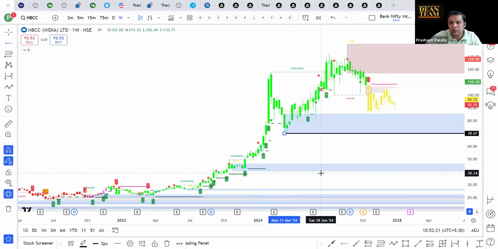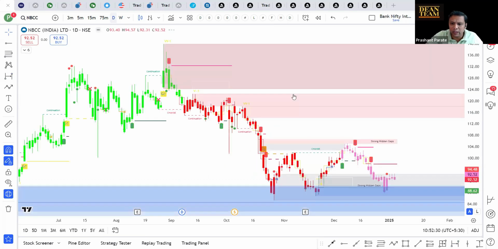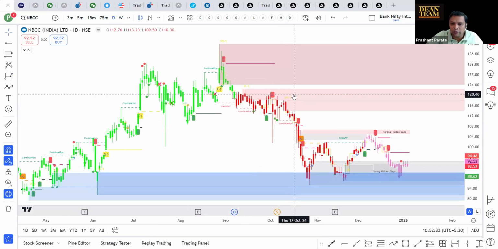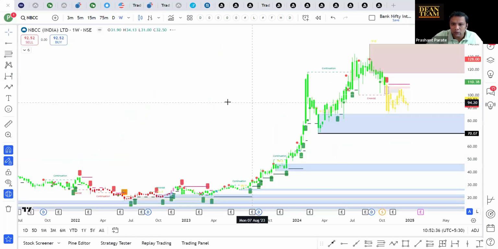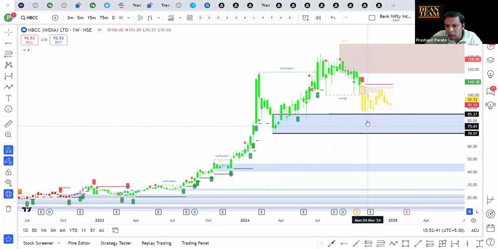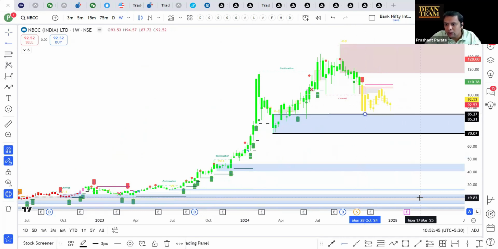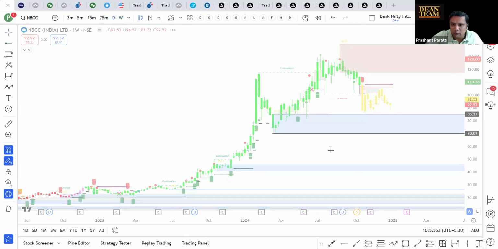Just keep trailing stop loss below 70, and that will be the end of the investment purpose if it closes below 70. If you want to take any new trade, then you should wait for some schematic or some buying opportunity. On weekly chart, what do we see? That force was strongly down, so price can come down below this, and that is 85.27, 85.21. Price can come down below this.